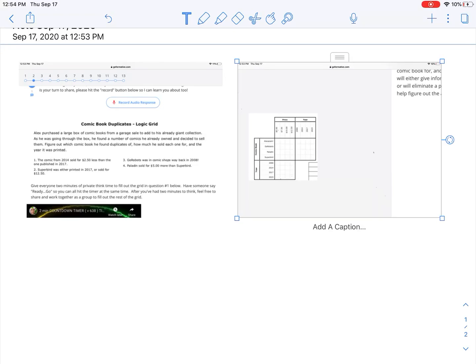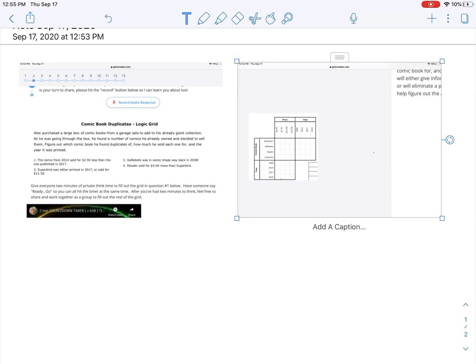Okay, this is Comic Book Duplicates. Really kind of a challenging problem for some of us, but it's just a different way of thinking. So I hope that you find this helpful. This is one way to do it. Certainly not the exact way that everyone may do it, but I hope that it helps somebody.